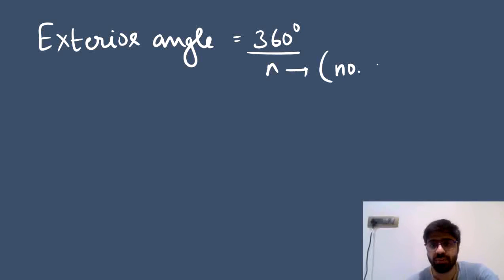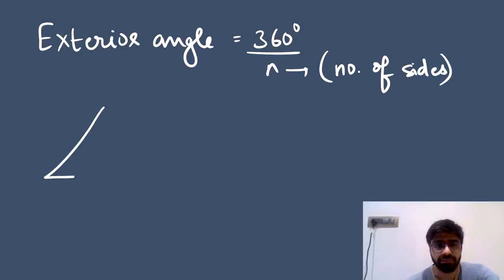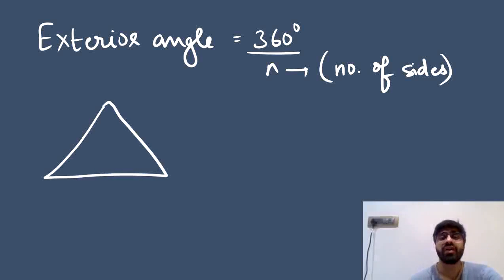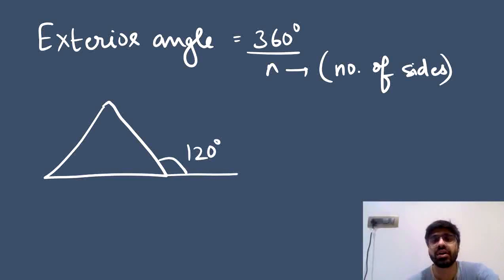Now for a regular polygon, the measure of its every exterior angle is given by the formula 360 degrees upon n, where n represents the number of sides of that polygon. So for example, take that equilateral triangle only. If I go for 360 upon n, equilateral triangle means it has three sides. 360 upon n will give me 120. So this exterior angle here is going to be of measure 120 degrees.